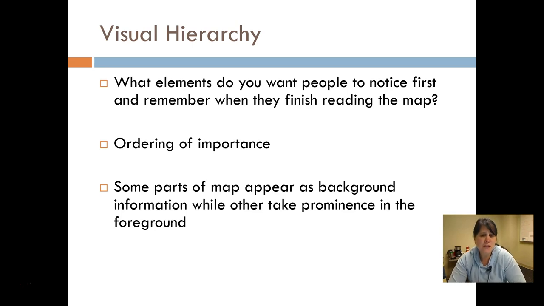Now, when I started out this lecture, I was talking about visual hierarchy. And visual hierarchy is essentially the ordering of importance of items on a map. Essentially, what do you want people to notice first and remember when they finish reading the map? So the main information would pop, while the less important information would be background information and not take prominence like the main map.